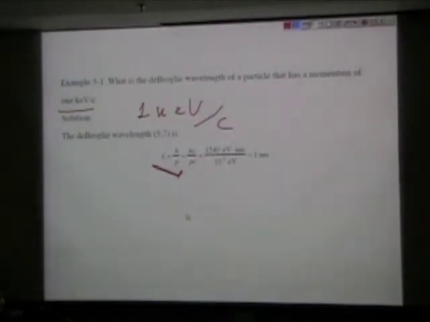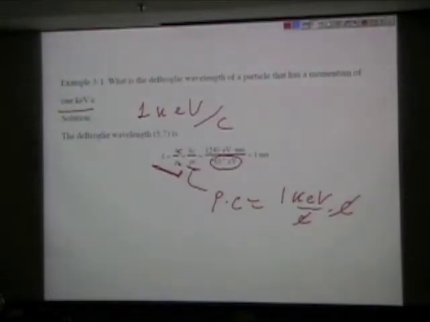But to simplify our calculations, we multiply numerator and denominator by c. What does it give us? Here on the bottom, p times c equals 1 kilo electron volt divided by c times c, and c cancels, so 1000. And here on the top, we have this product, hc. h is Planck's constant, it's a constant. c is a constant. So if you multiply two constants, we will always have just a new constant.